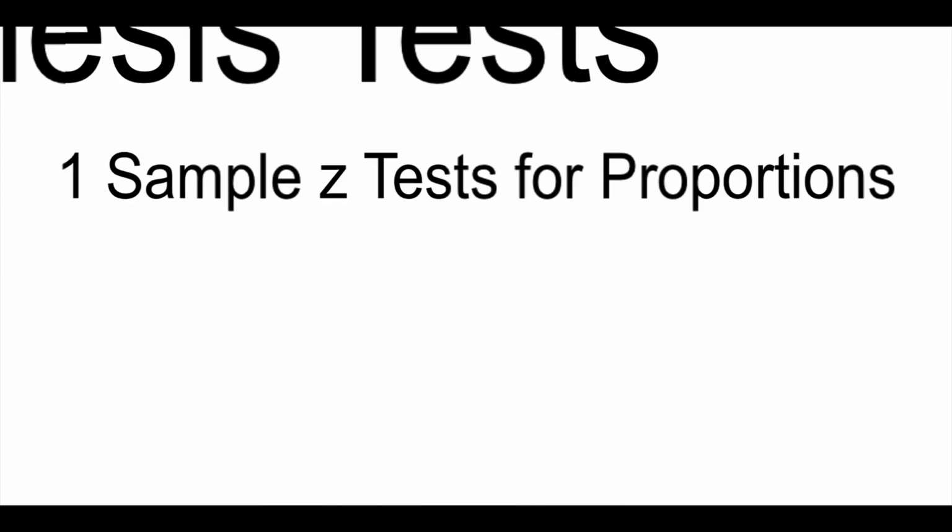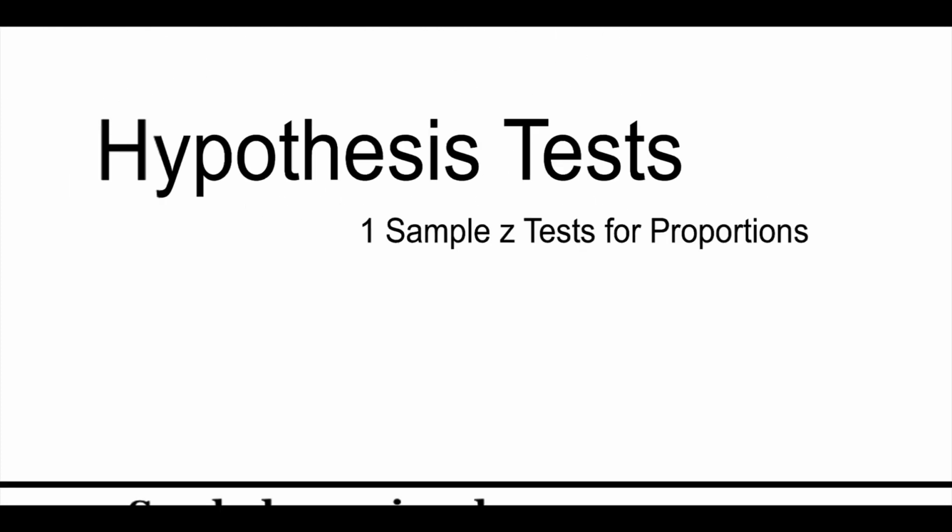So for today and tomorrow, we're going to be focusing on this for the next few days: one sample z-tests for proportions. So there's only proportions that we're talking about to start. And then we'll end the chapter with means, just like we did last chapter.